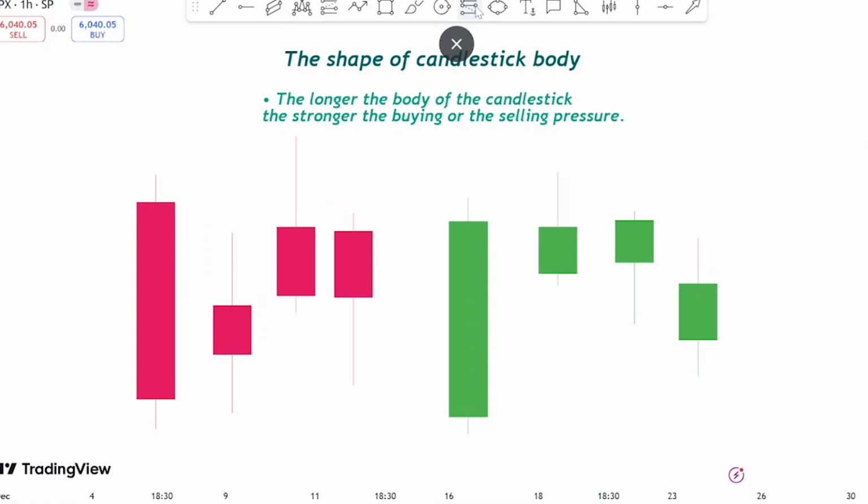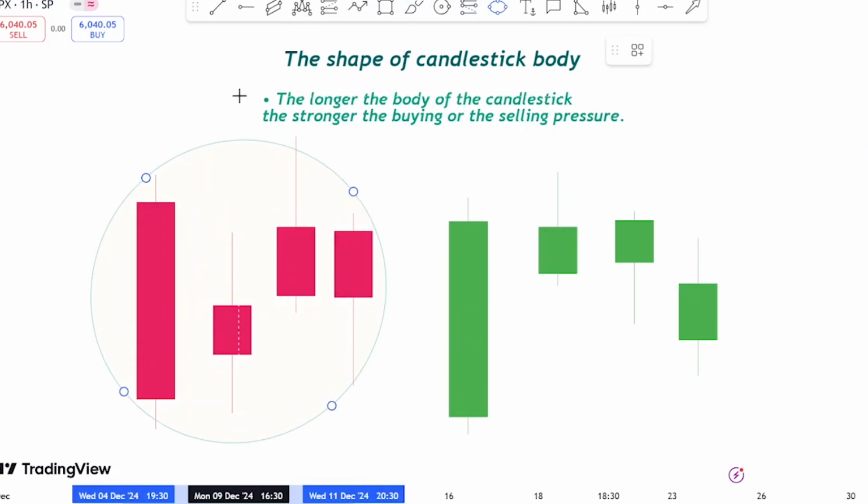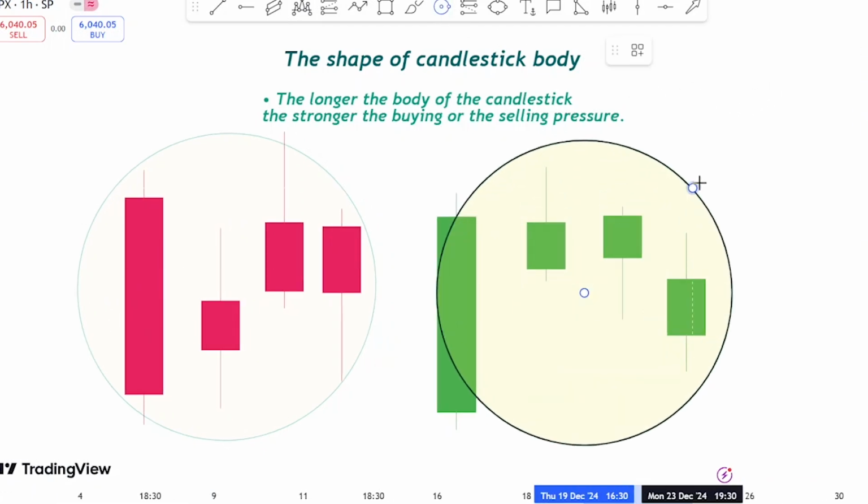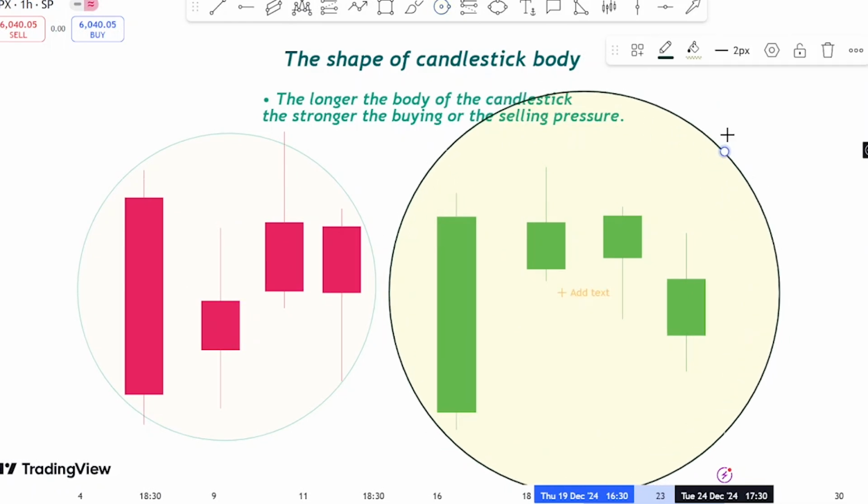You can see also from these ones, these are all bearish candles. This is a bearish candle, even this one and all of this one, but they don't have the same shape. And even these are bullish candles, but their shapes are not the same. So now, what does it mean?